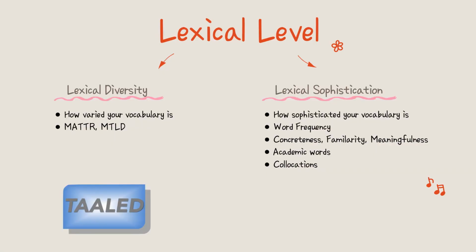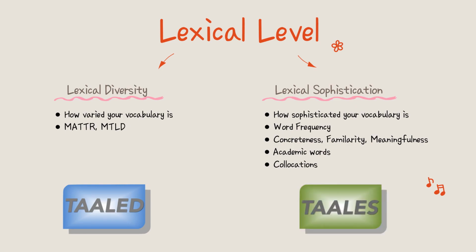Another key aspect is lexical sophistication, which refers to how advanced or academic your word choices are. This includes several factors: how frequent or rare the words are in general usage, how concrete or abstract they are, how familiar or meaningful they tend to be to native speakers, and whether the words are considered academic vocabulary or part of common collocations. Words are considered more sophisticated when they are less frequent, less concrete, familiar or meaningful, more academic, and used in strong collocations.